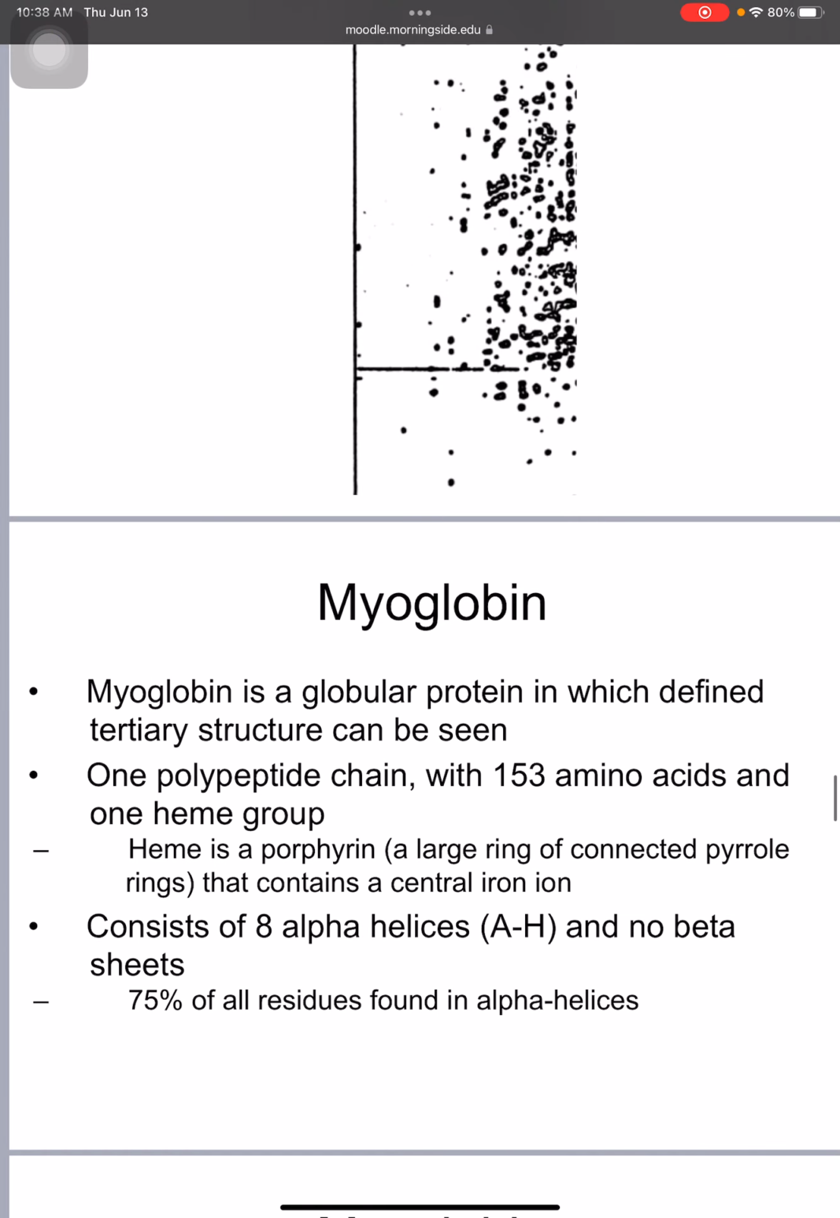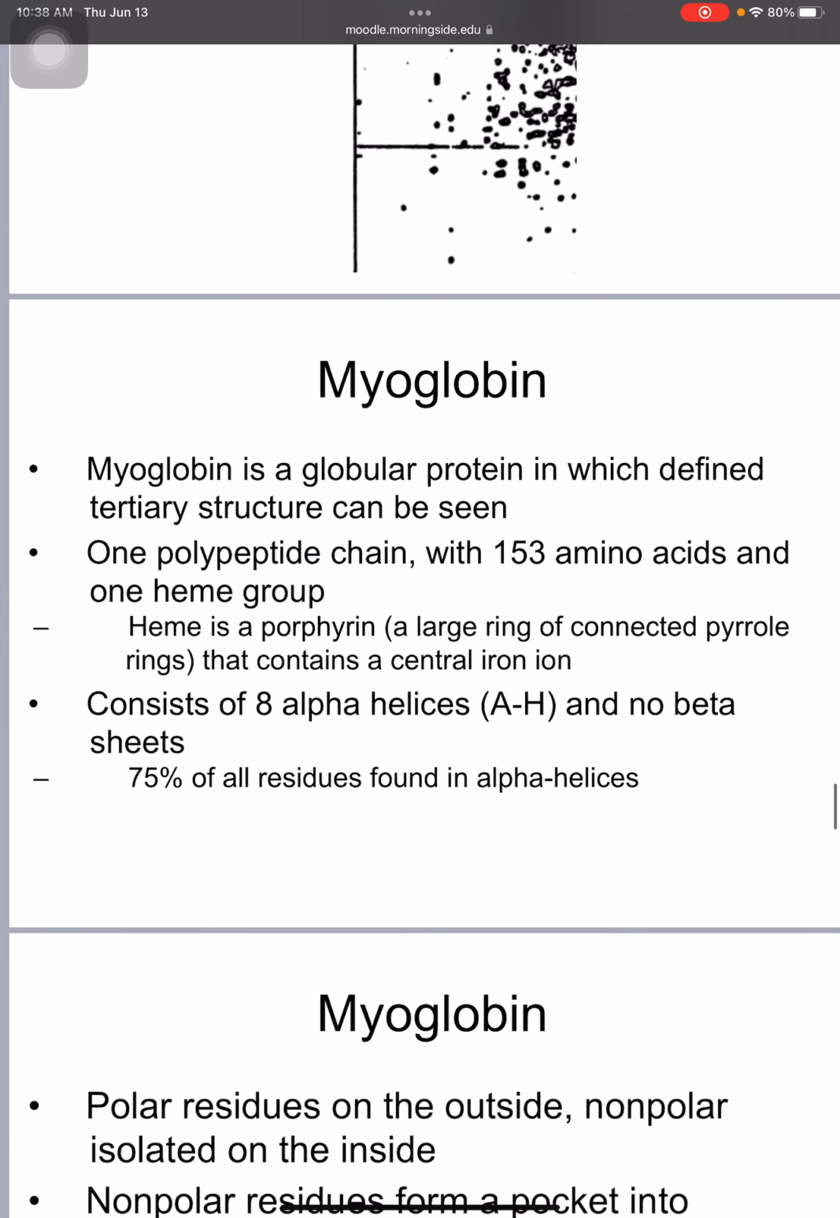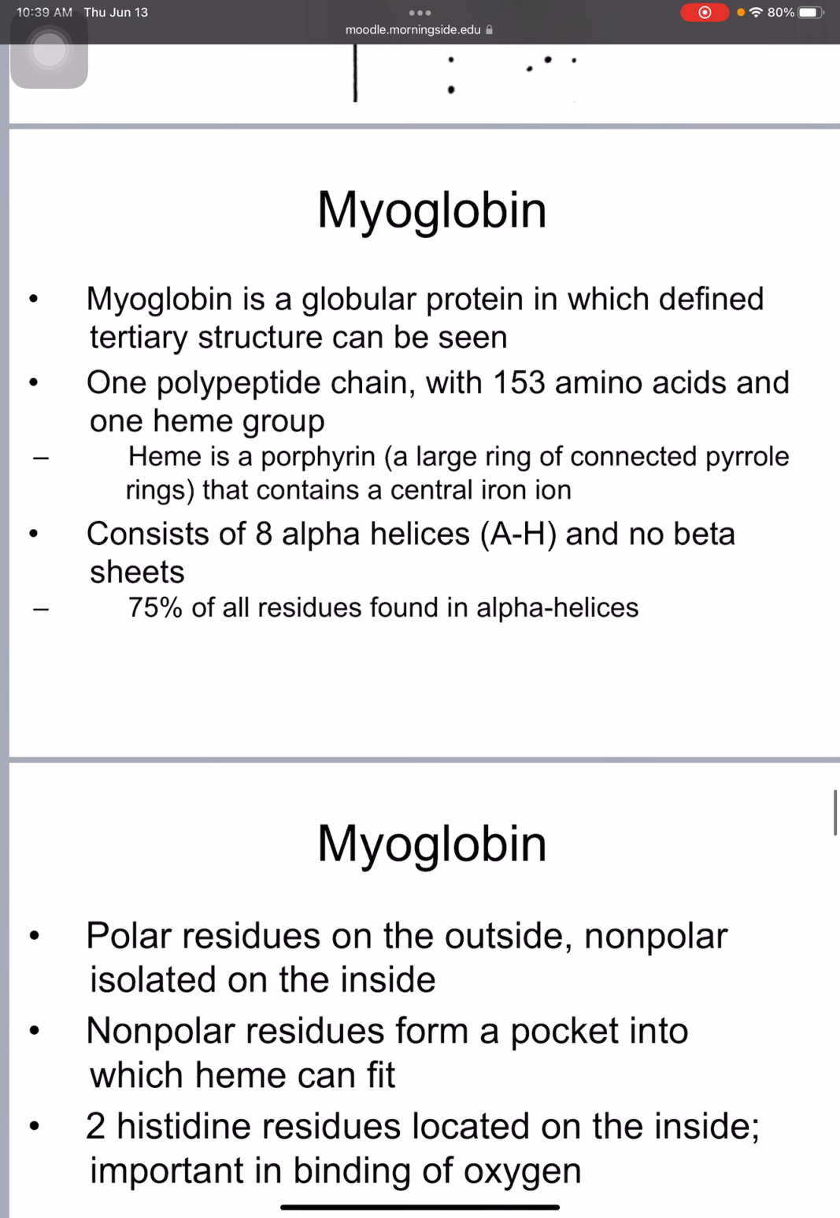And so we talked about iron a little bit before. It's going to serve as a coordination site. We talked about how metals can oftentimes bind.